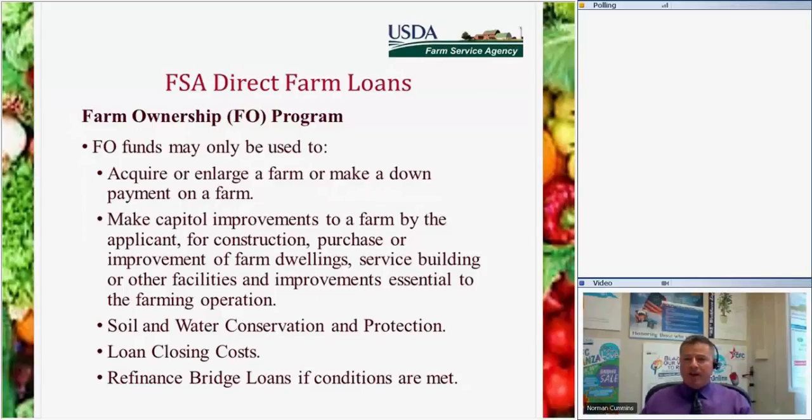And you can also refinance bridge loans if the conditions are met. If you don't know what a bridge loan is, usually what happens is we're doing a joint guaranteed loan with a bank, and we're also doing a direct loan so that they can pull a little bit more money together. Sometimes we run out of money during the fiscal year, but there's a time frame on purchasing that property. Well, the bank will actually do a bridge loan so that they can get the loan closed, with the stipulation that once we have funding again, we'll fund the loan to pay off that part of the bridge loan.